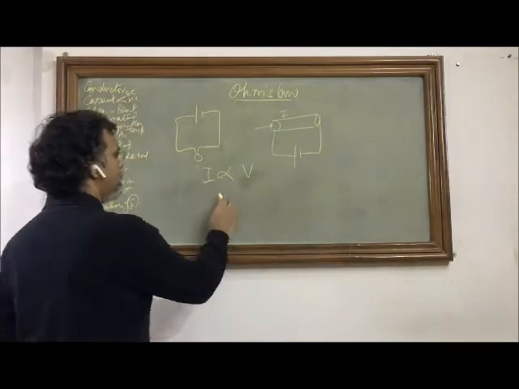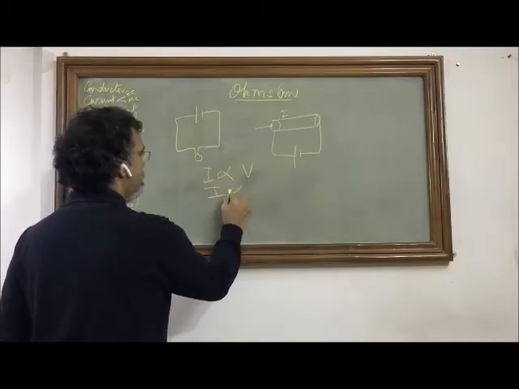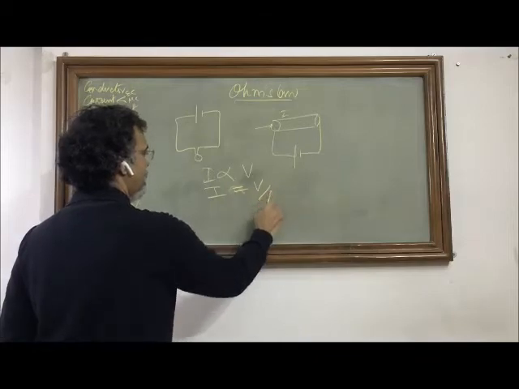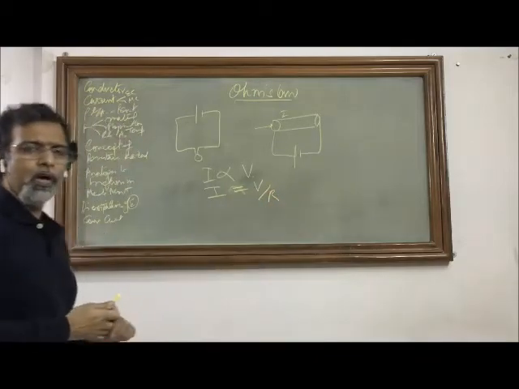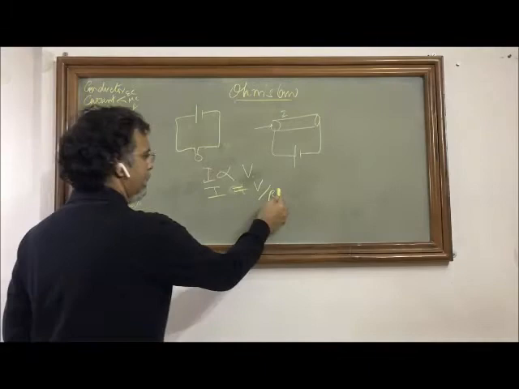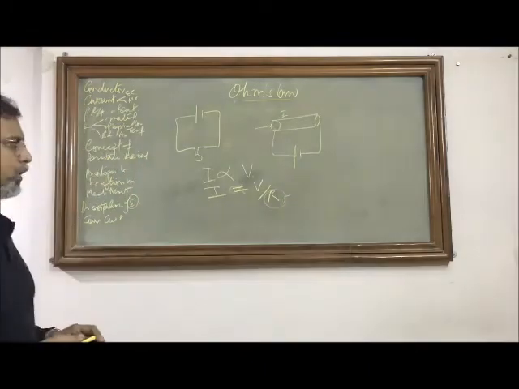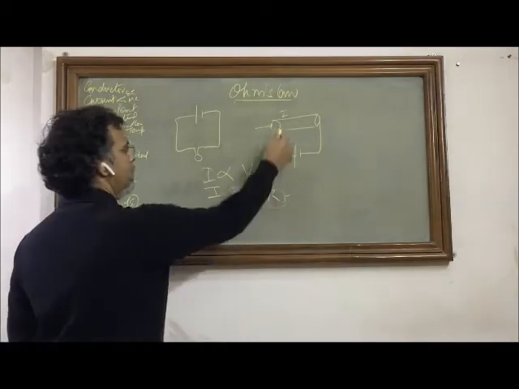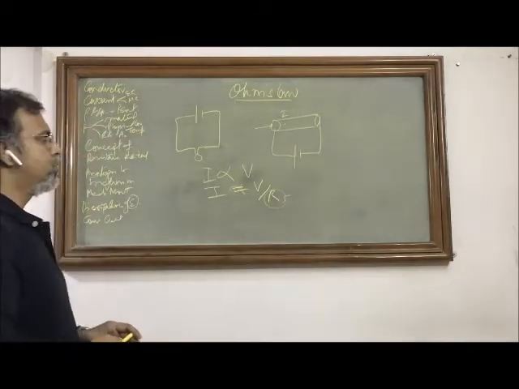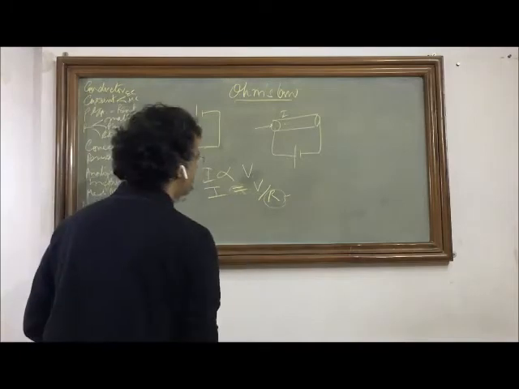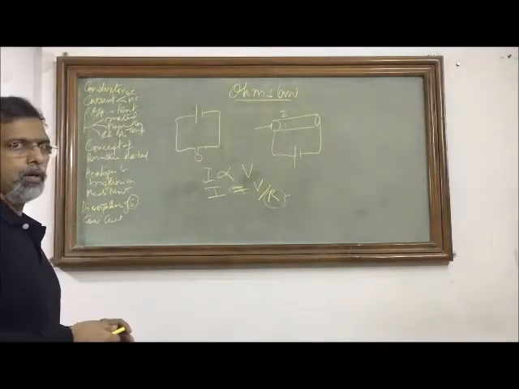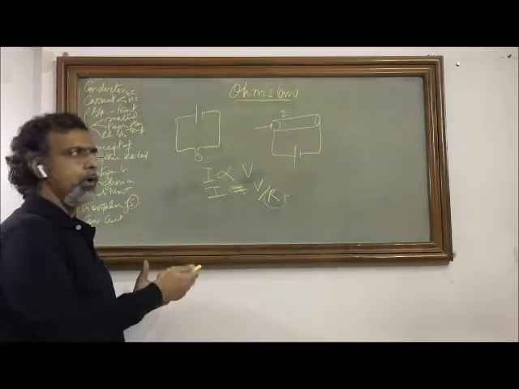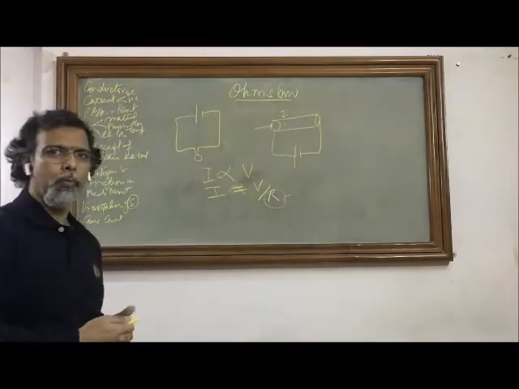If we convert it into an equation, we will say that I is equal to V by R, where resistance R is a constant for particular physical conditions like temperature and so on. If they are constant, the resistance is a constant feature of this material. Now what is this resistance? This resistance is a tendency of the conductor to resist the flow of current or flow of charge through it from higher potential to lower potential.